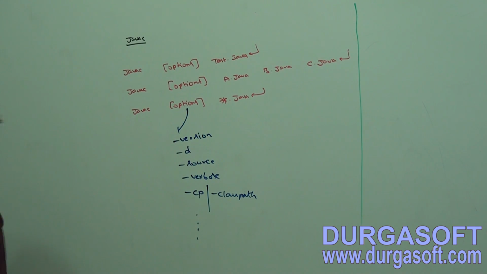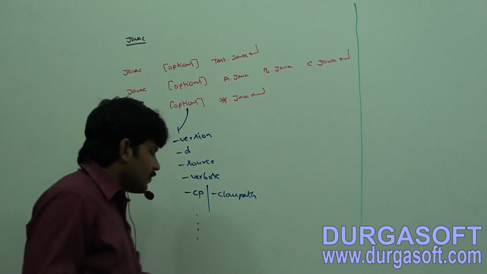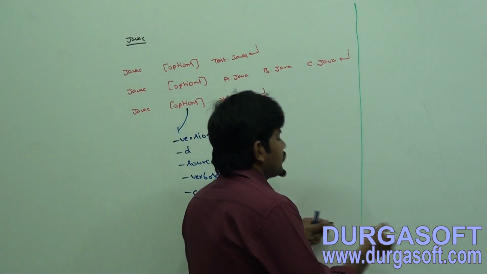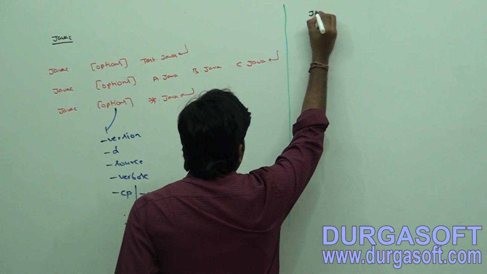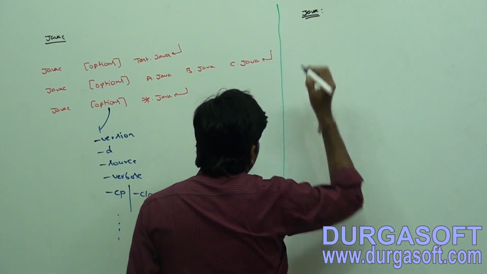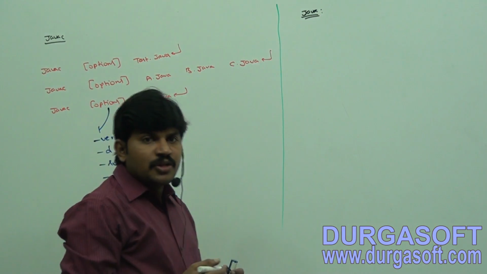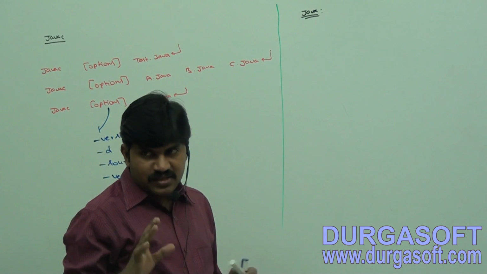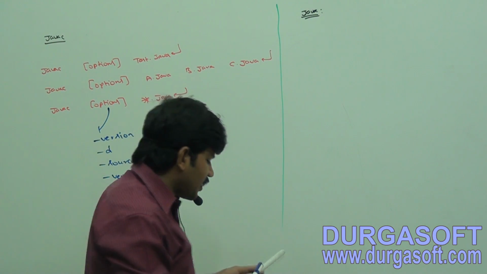Okay, this is the purpose of the javac command, right? Next, the java command. Sir, can you tell what is the purpose of the java command? To run a Java class file. Are you getting? To run a Java class file.